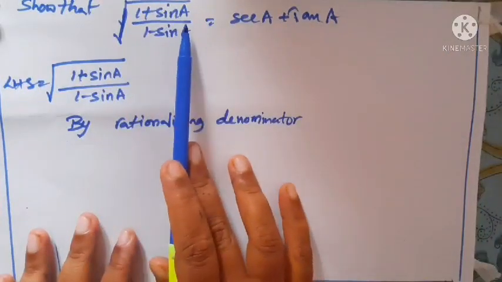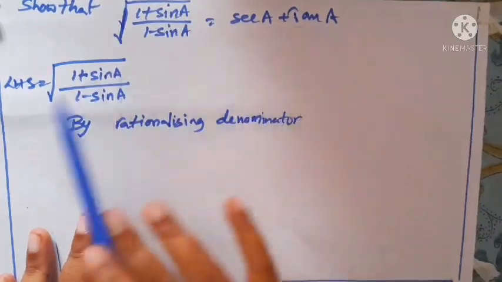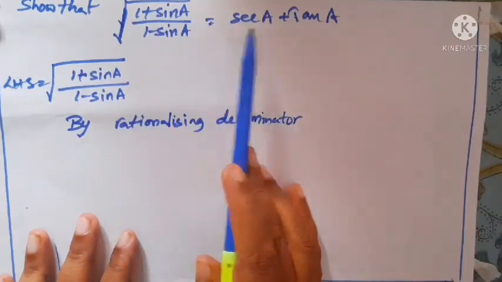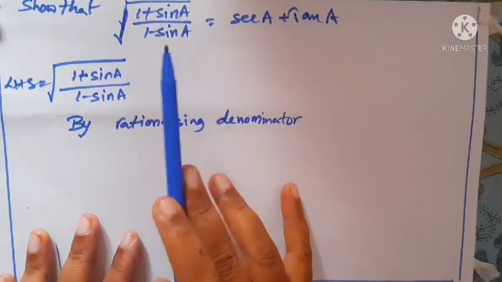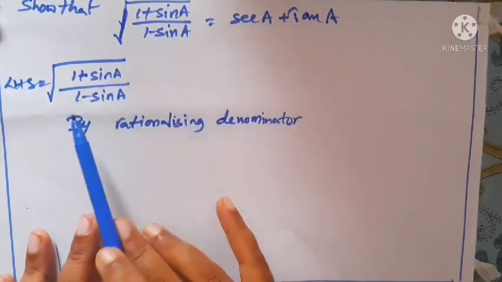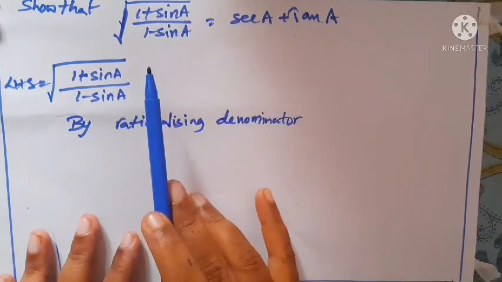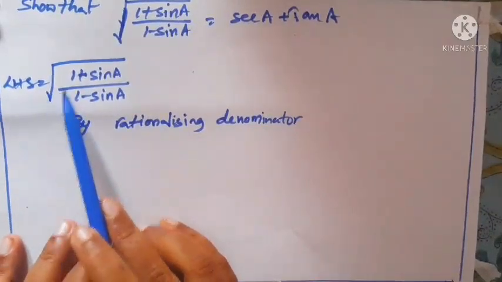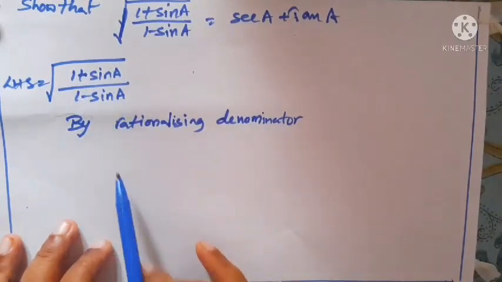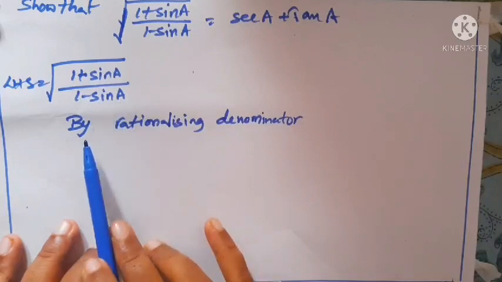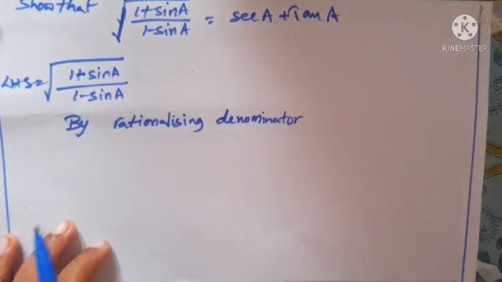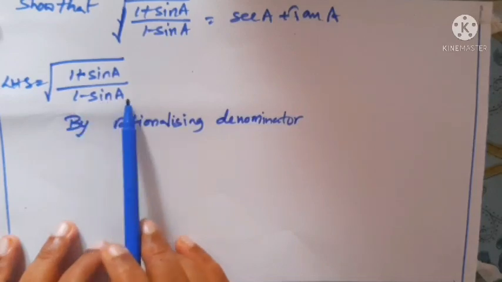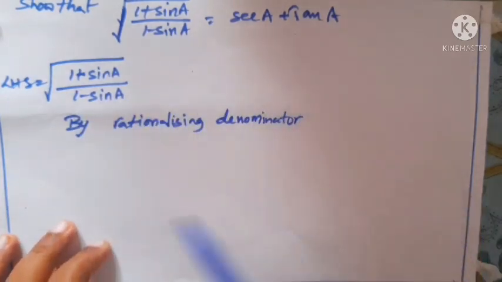Show that root of (1 plus sin A by 1 minus sin A) equals sec A plus tan A. First, we have to take the LHS and then find the RHS value. How can we solve this type of problem? You can solve this type of problem by rationalizing the denominator. Let's start. LHS is equal to root of (1 plus sin A by 1 minus sin A). By rationalizing the denominator, what is the rationalizing factor of 1 minus sin A? 1 plus sin A.